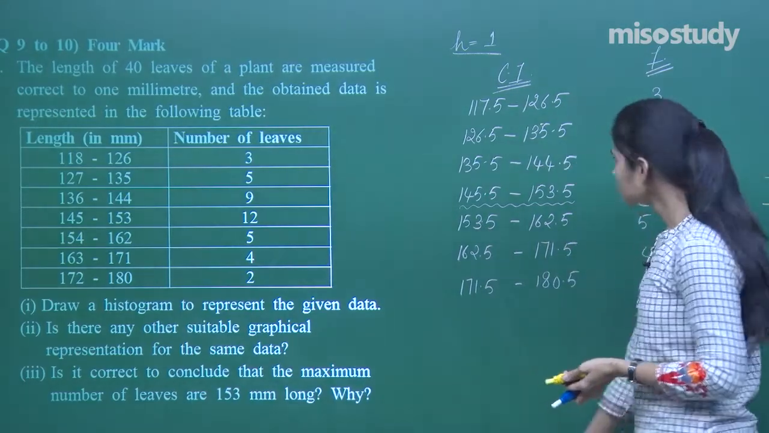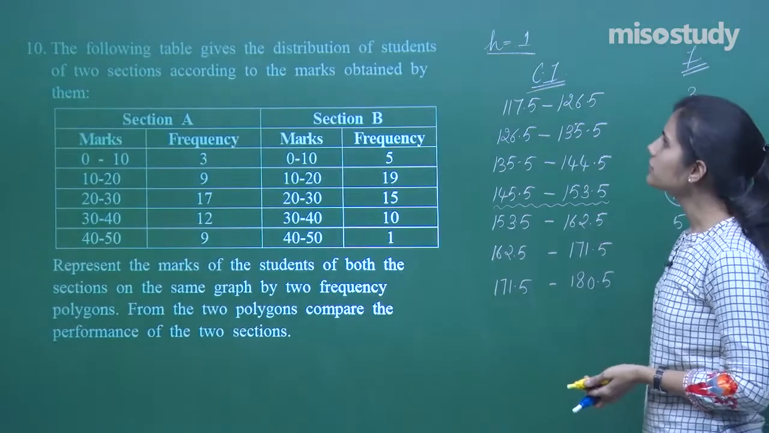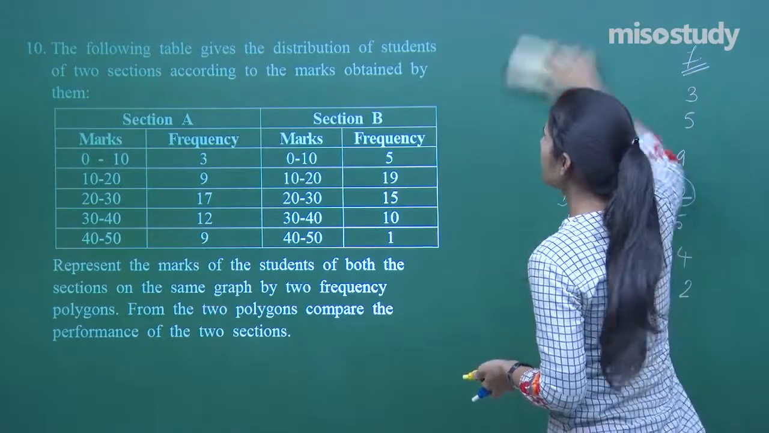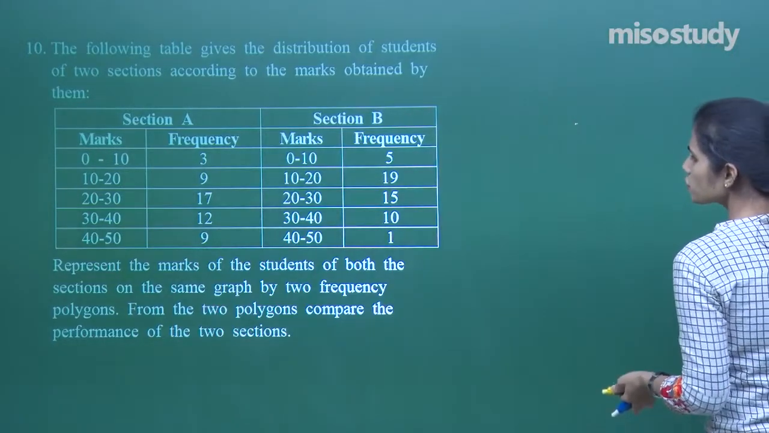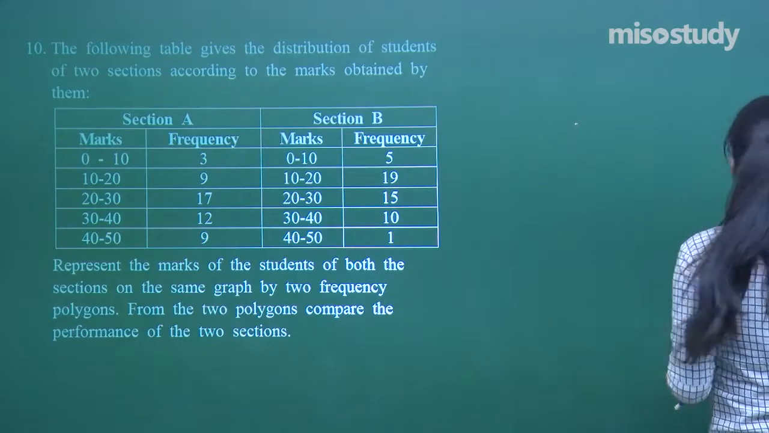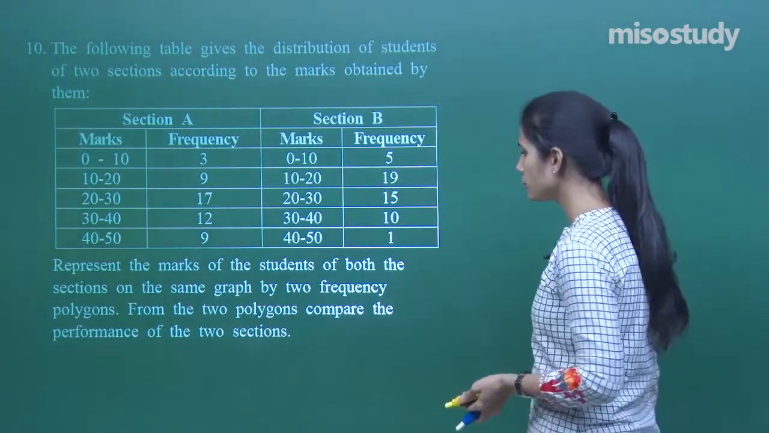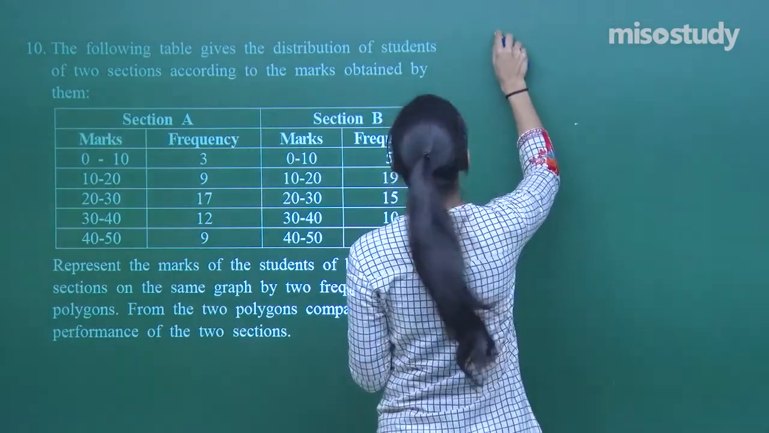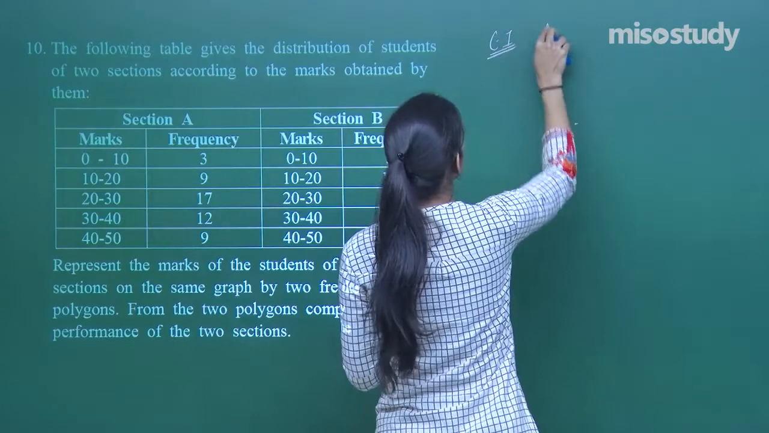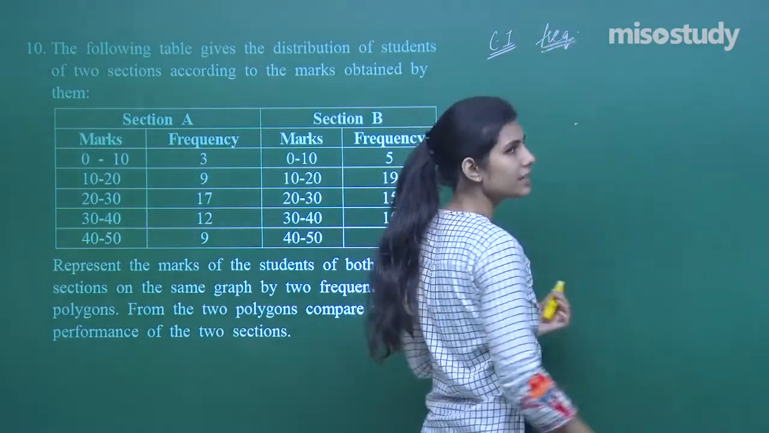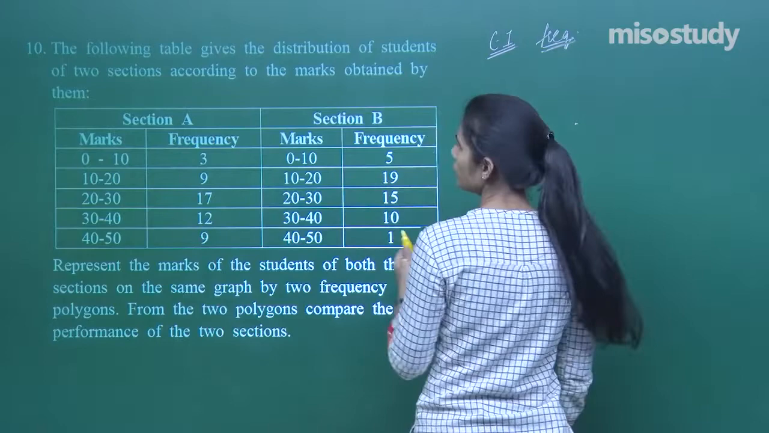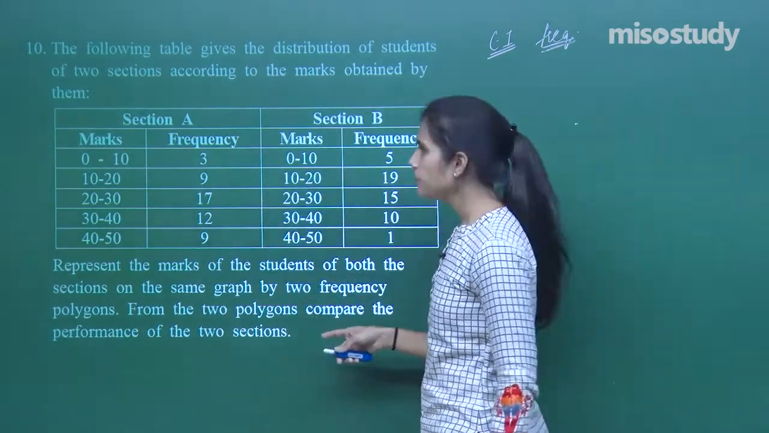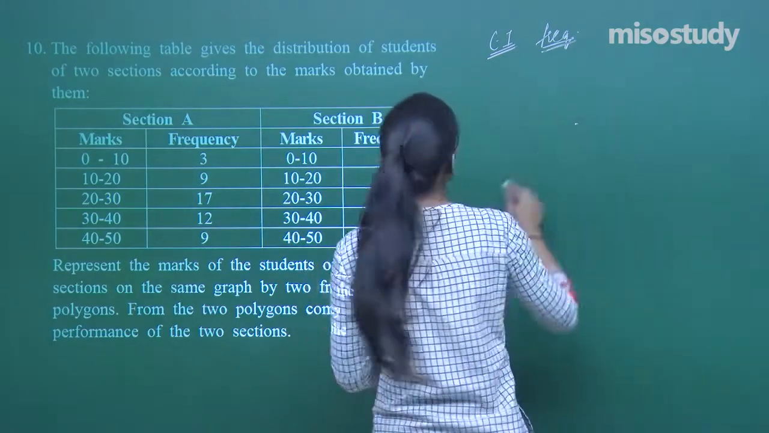Okay. The next question says that the following table gives the distribution of students of 2 sections according to the marks obtained by them. Represent the marks of students of both the sections on the same axis. You have to present it by 2 frequency polygons on the same axis. Here, if I talk about section A's data, you have class intervals as the marks and frequencies. Whenever you are talking about a frequency polygon, first of all you have to see whether the class intervals are continuous or not. They are continuous in both the cases. These are 2 sets of data. So directly move on to the class marks.